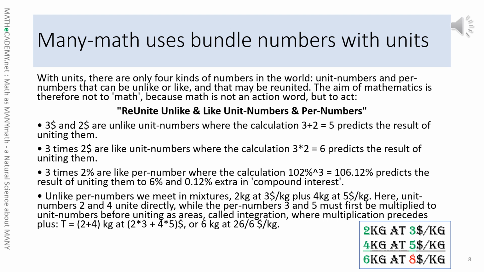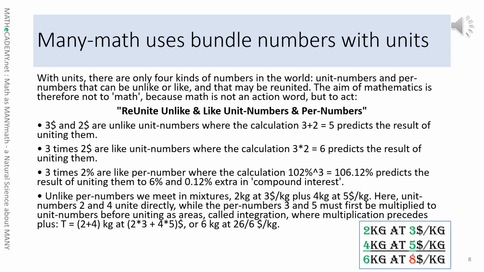$3 and $2 are unlike unit numbers, where the calculation 3 plus 2 equals 5 predicts the result of uniting them. 3 times $2 are like unit numbers, where the calculation 3 times 2 gives 6, predicts the result of uniting them. 3 times 2% are like pure numbers, where the calculation 102% raised to the power 3 gives 106.12%, predicts the result of uniting them to 6%, as well as 0.12% extra in compound interest.